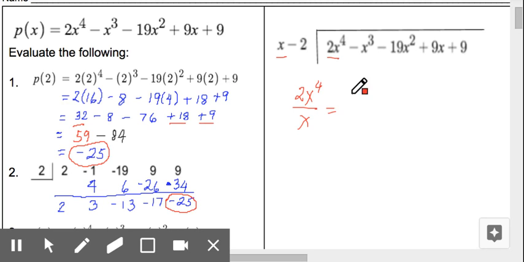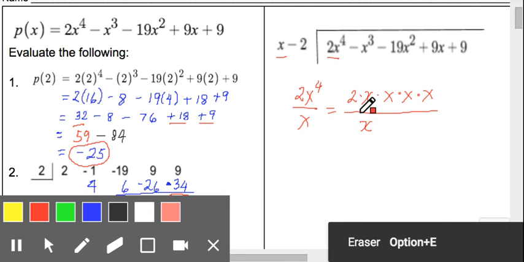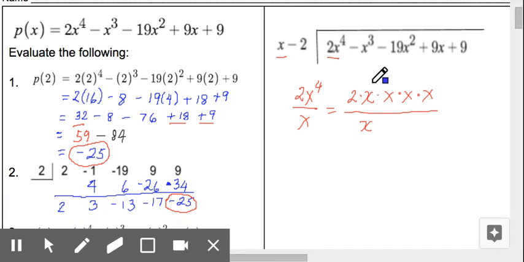We can write it like that. So now we can factor this. So 2 times x times x times x times x over x. Now we know that x divided by x is equal to 1. So this turns to 1. So we are left with 2 times 1 times x times x times x. And that's going to give us 2x cubed. Now, that means when we divide 2x to the 4th by x, we get 2x cubed.